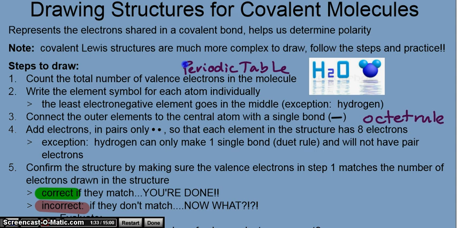The only exception to that is hydrogen. Since it is so small and only has room for 2 electrons, it can only have a single bond and will not have any pairs of electrons around it. What I now do is look back and count my total electrons and make sure it matches what I identified in step 1. If it matches, we're done. We've done it correctly and everything fits.